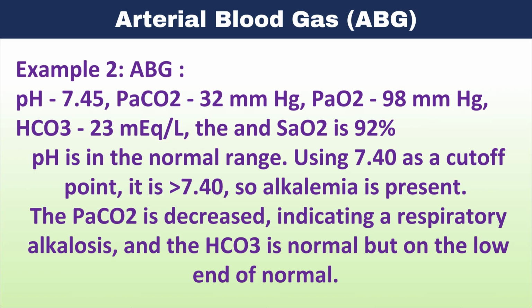The value consistent with the pH is the partial pressure of carbon dioxide. Therefore, this is primary respiratory alkalosis. The bicarbonate is in the range of normal and thus not inconsistent with the pH. So there is a lack of compensation. Partial pressure of oxygen is within the normal range, so there is no abnormality in oxygenation.